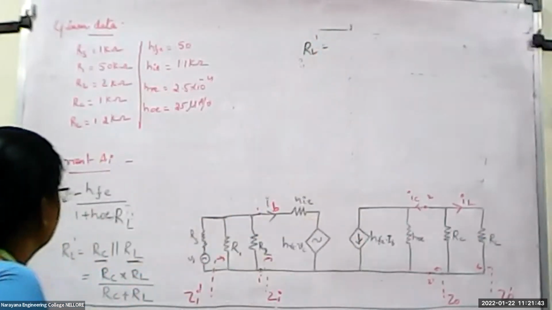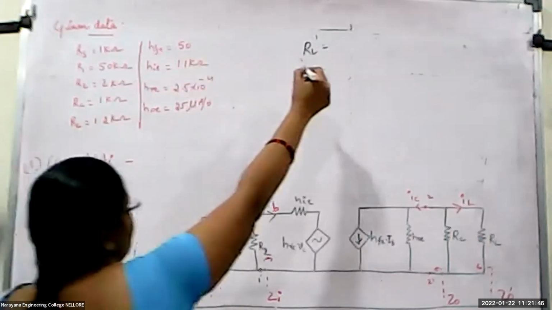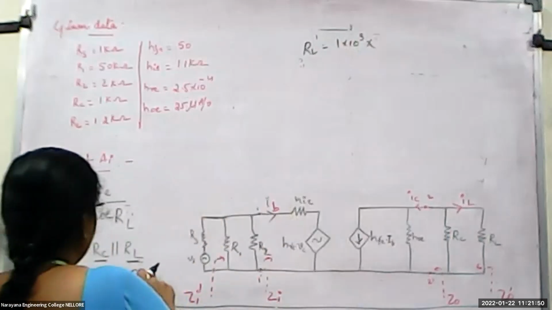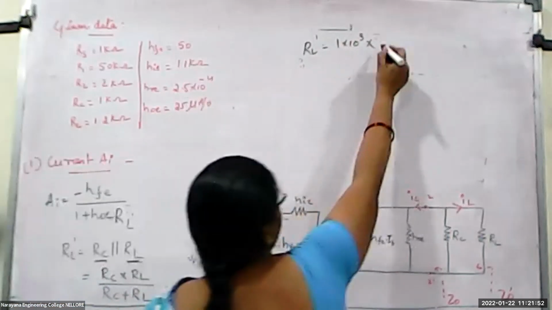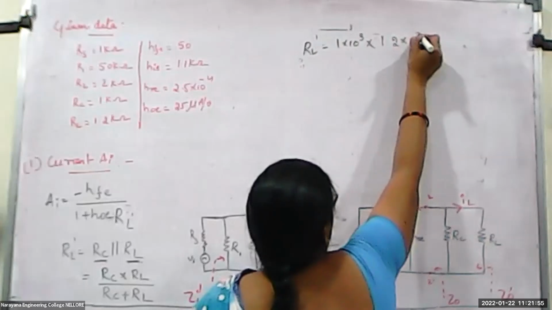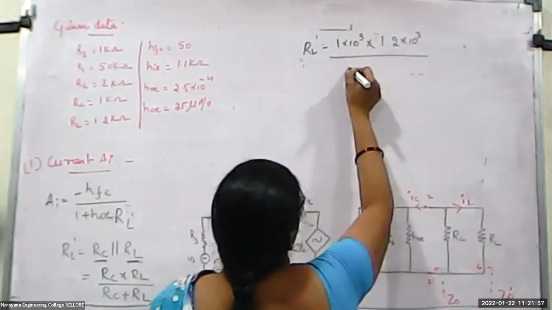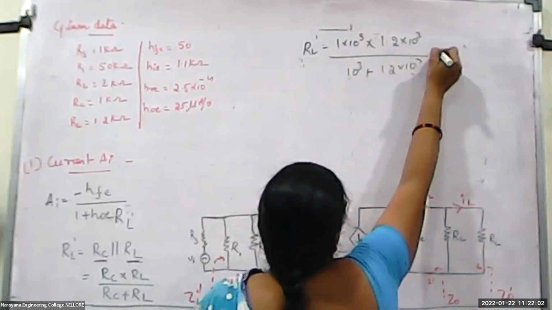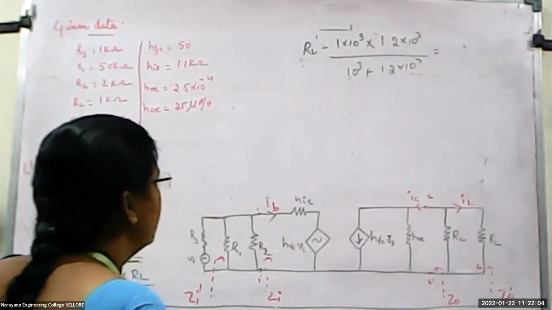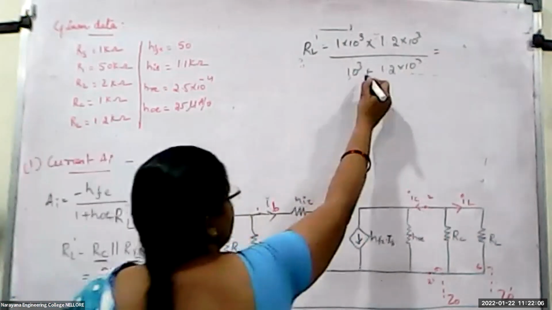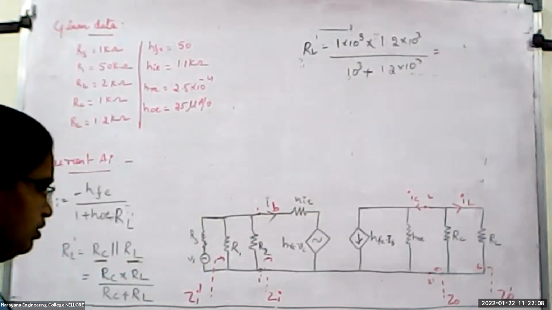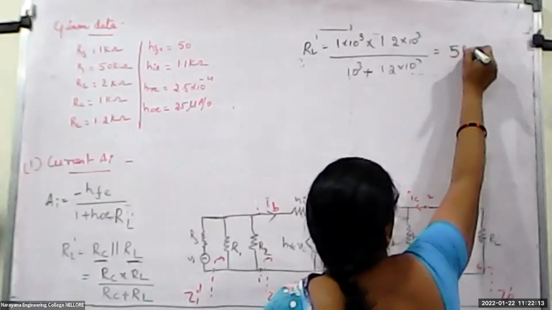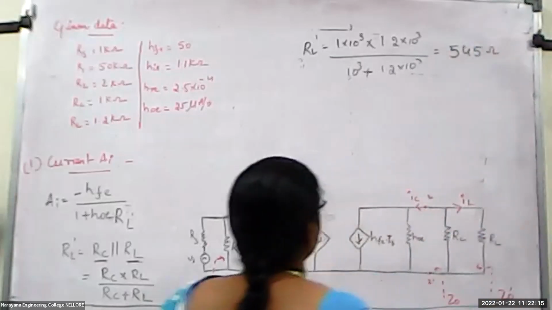What is the RC value? 1 kilo ohm, 1 into 10 to the power of 3. What is the RL? RL is 1.2 kilo ohms, that is 1.2 into 10 to the power of 3. You can get 10 cube into 1.2 into 10 cube divided by 10 cube plus 1.2 into 10 cube. What is this value? RL dash value. You can get 545 ohms.